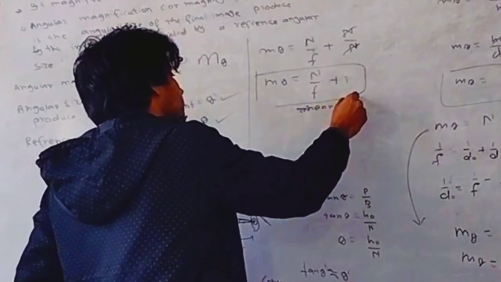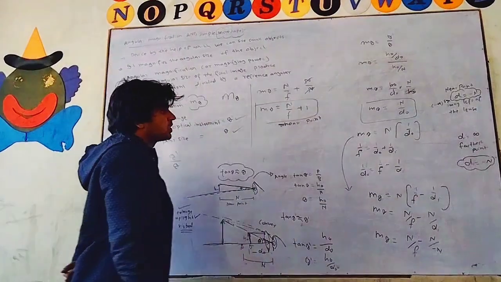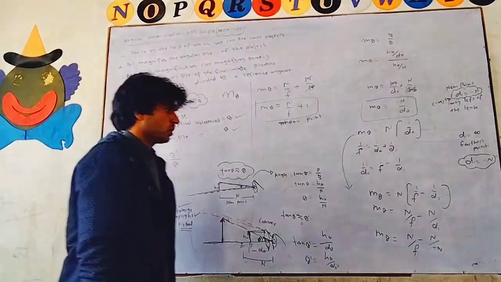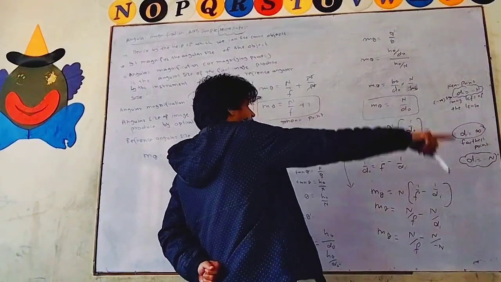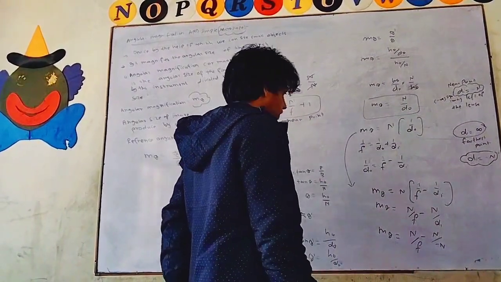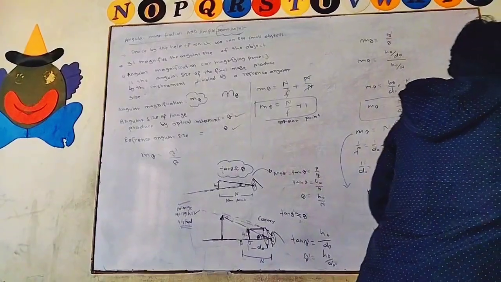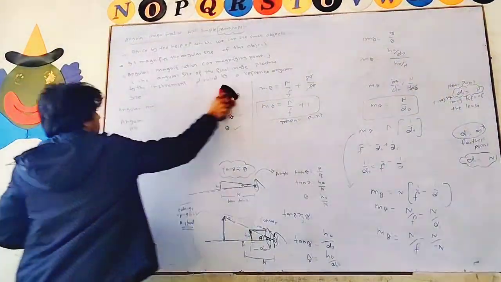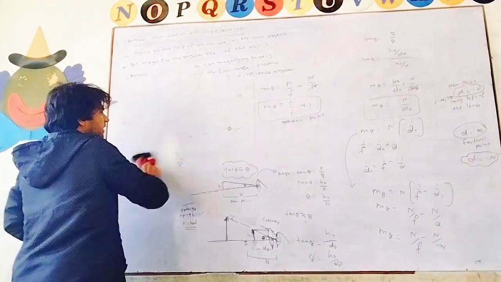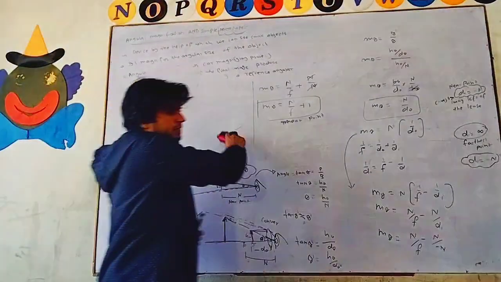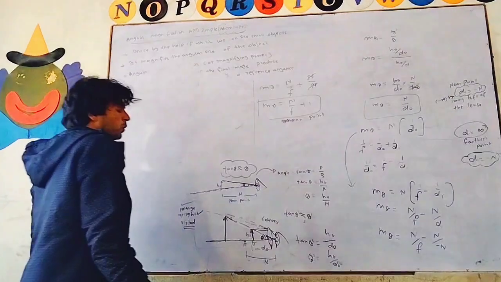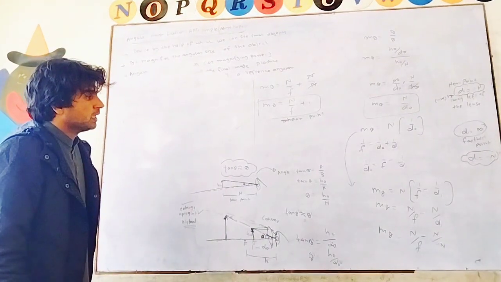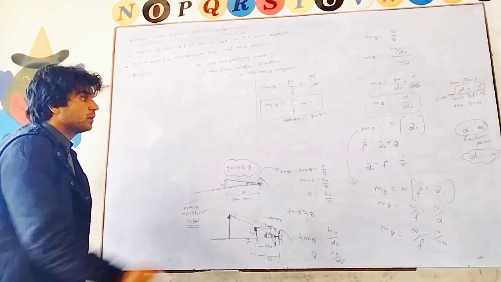So what is the second, what is the third point of the problem? The distance of the image is infinity, the farthest point. The farthest point of the universe. So the distance of the image is at the infinity point.